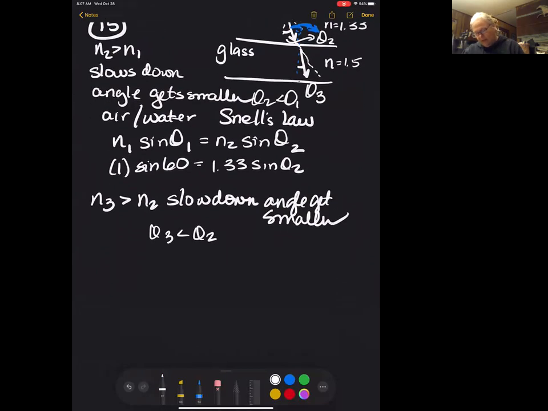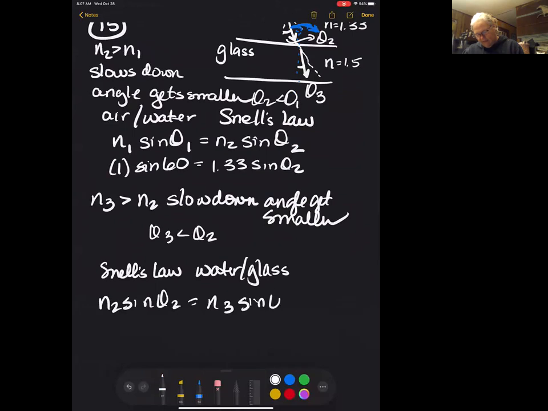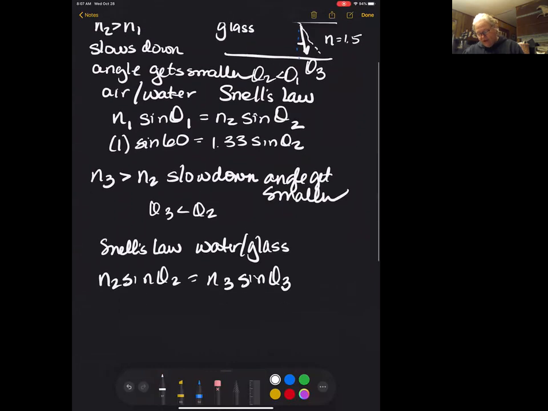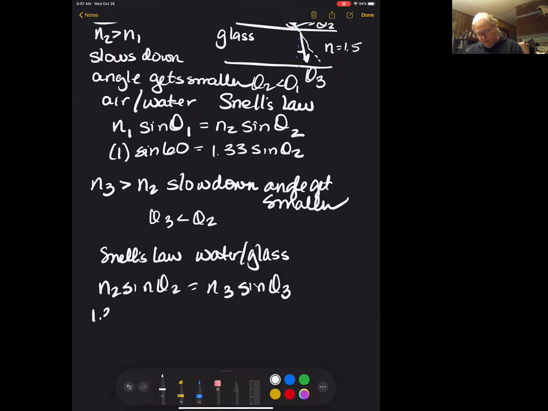Okay, so I'm going to do Snell's law again for the water-glass boundary. All right, so I'll just go n2 sine theta 2 is equal to n3 sine theta 3, because remember, the energy has to stay constant, and that's what that's a measure of. So I know that n2 is 1.33. I solved for theta 2, so I can put that in there. And then n3 is 1.5, and I'm going to solve for theta 3.